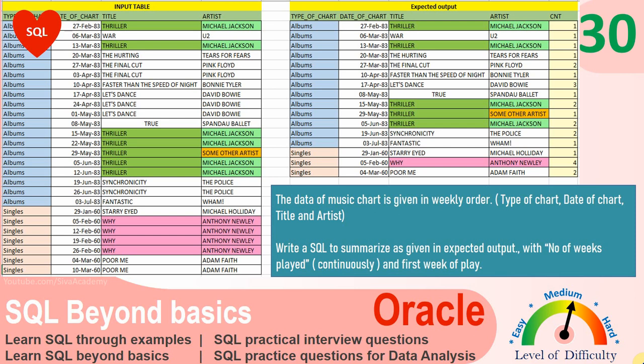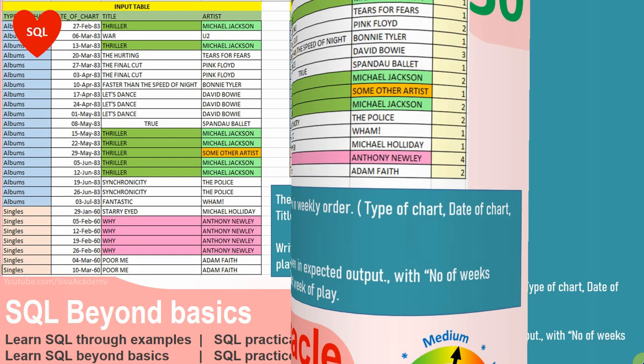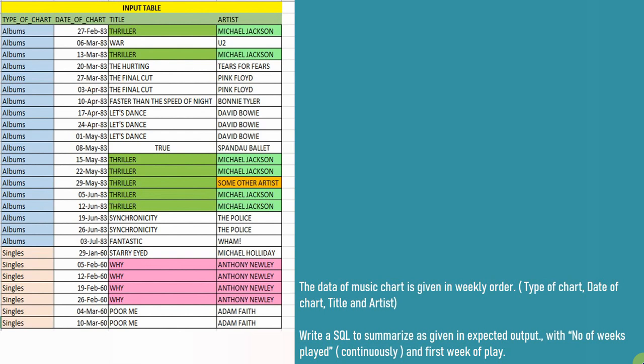First let me explain what the question is about and what is the expectation. Then I will show you how to write a SQL to achieve this functionality. So we are provided with a table that contains information about an album that is played every week. For every week you will find one entry in this table which contains the title of the chart, the date or the week on which it is played, the title and the artist name.